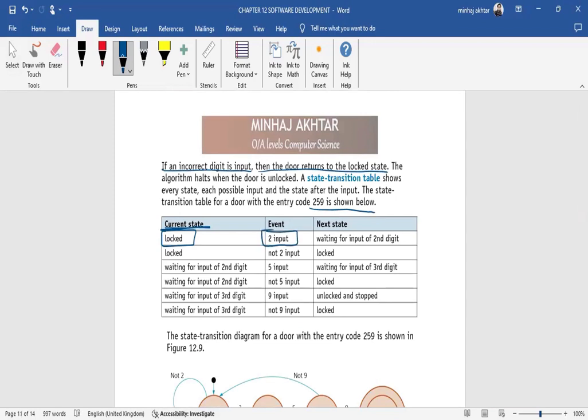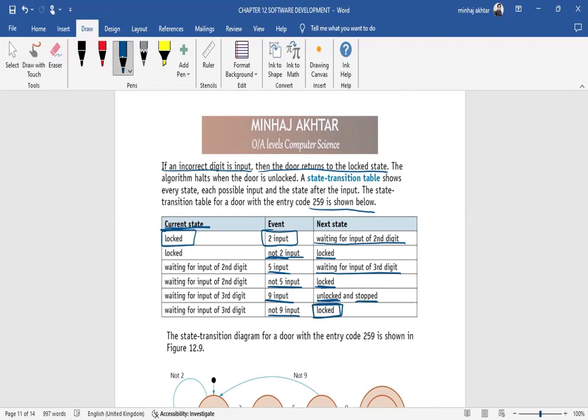2. 2 first. Once we input 2, our next state will be, the state transition diagram is going to wait for the second digit. What is the second digit? 5. Okay, I accept it. But if we do not input 2 in the first stage, then the door remains locked. So if I input 5, it waits for the third digit. But if you do not input 5, the door remains locked. If I input 9, the door will be unlocked and the algorithm halted. Stop. But if I do not input 9, the door again remains locked.